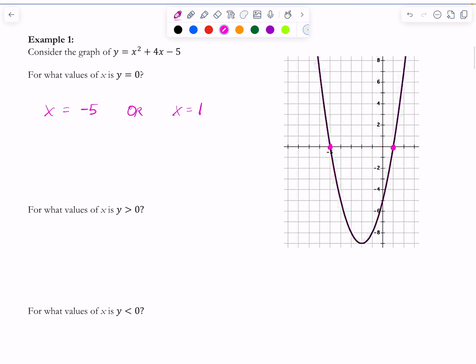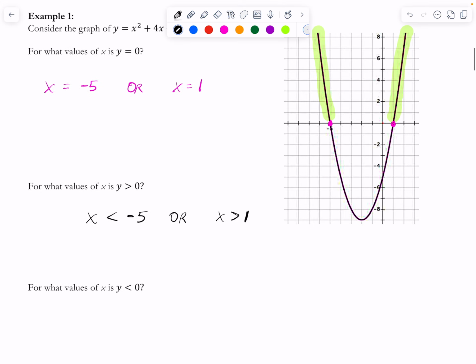The next part. For what values of x is y greater than 0? This is where you're looking for your y values to be positive, so they'd be above the x-axis. If I highlight those parts, this is above the x-axis, and same with over here. So that would be for x values that are less than -5 or x values that are greater than +1.